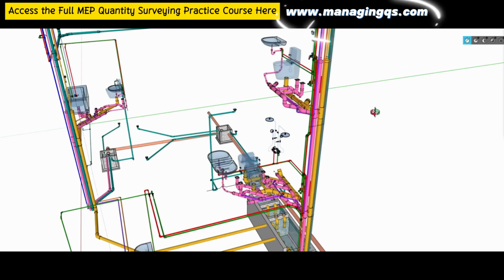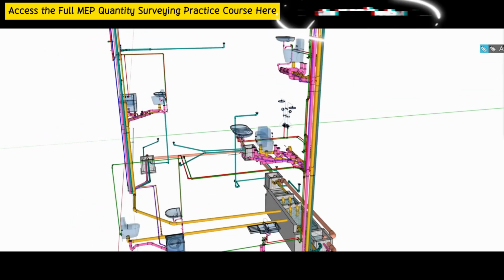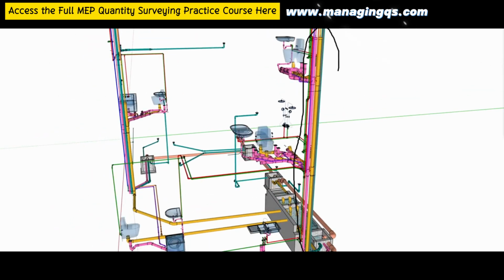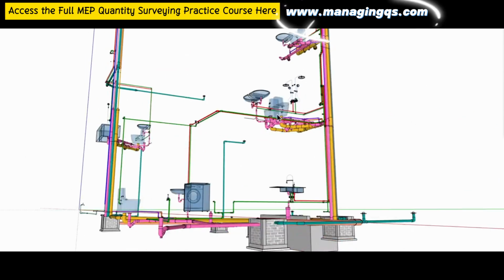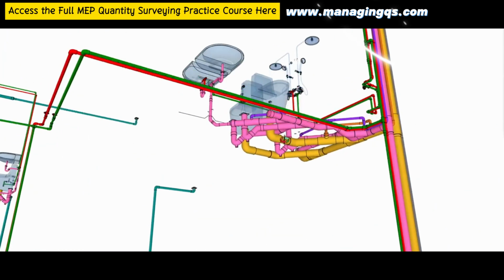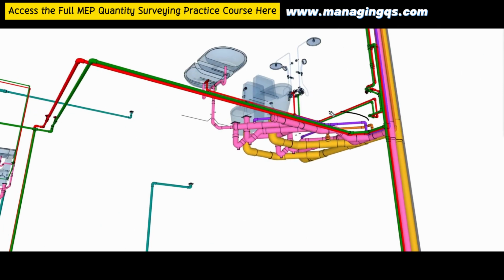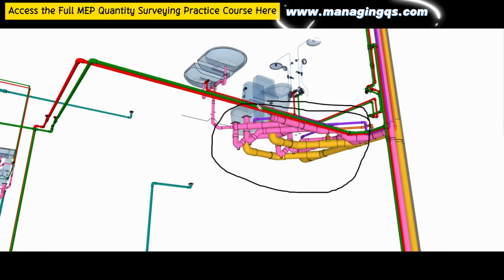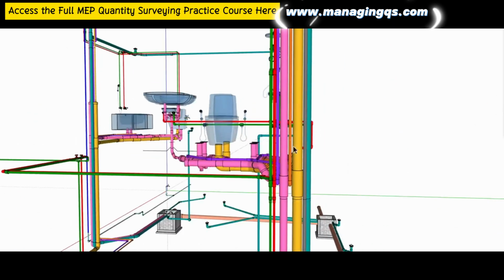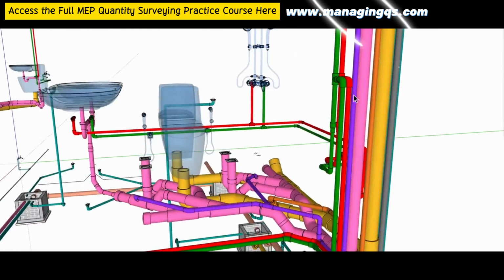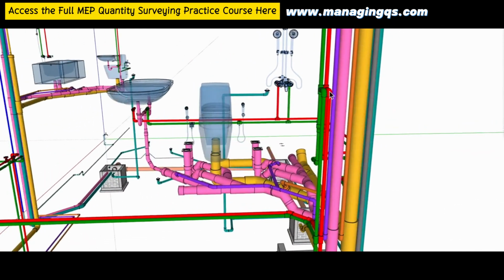You can see here these are the vertical drainage pipes. Okay, these are the vertical drainage pipes, and the horizontal drainage pipes. You can see these are the horizontal drainage pipes. So we have to calculate these pipes separately based on diameter. You can see there are various diameters here, so we have to calculate diameter wise.